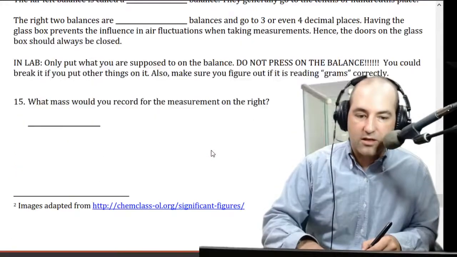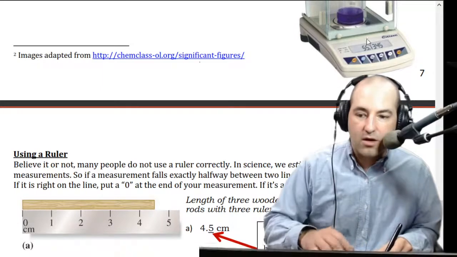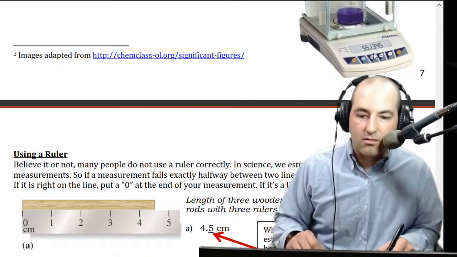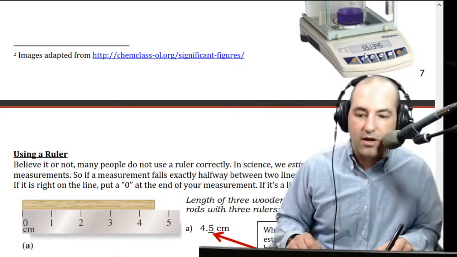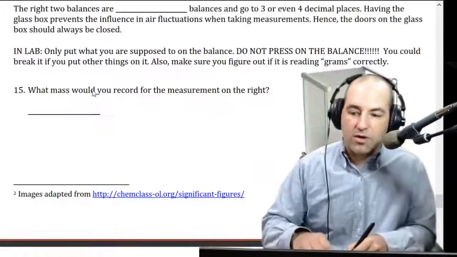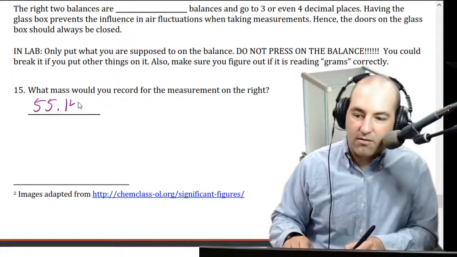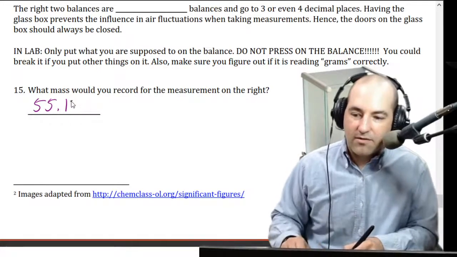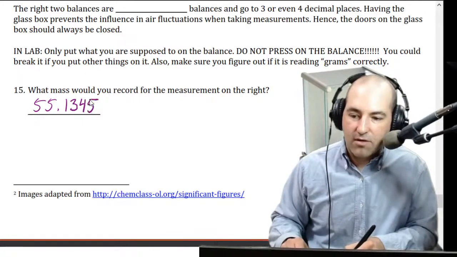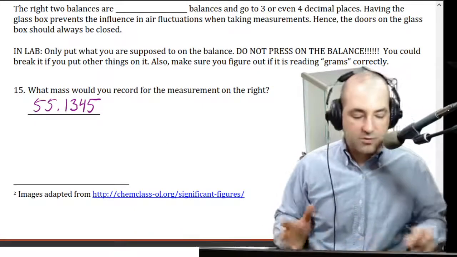Okay, so let's take a look at this balance on the right. What are we going to write down as the measurement? Well, this is an analytical balance. We have the full thing reported. So this is 55.1345, so we're going to write down 55.1345. Okay, so that's pretty straightforward.